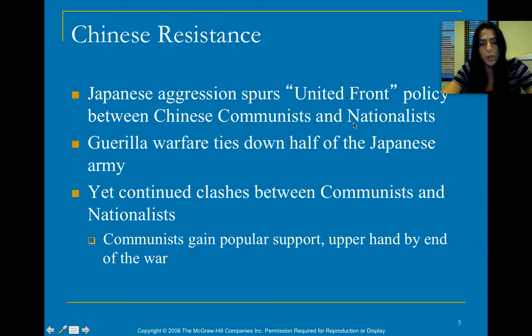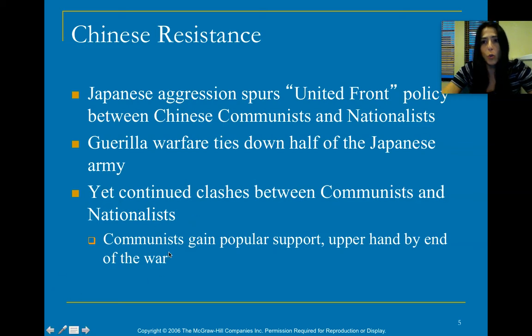It doesn't always go perfectly well. Sometimes they fight each other anyway. But the Chinese nationalists are going to still use the Guomindang to try to rule and fight against the Japanese, and the communists also use guerrilla warfare to tie down a lot of the Japanese army. It's not that they are best friends. They continue to clash with each other, but they're working together to try to stave off the Japanese threat.